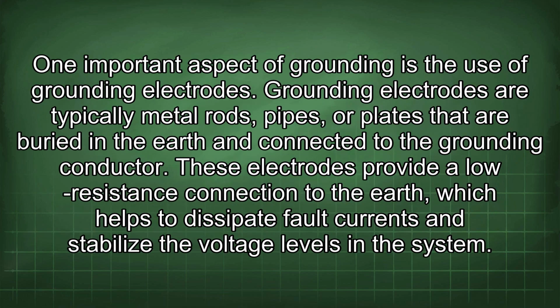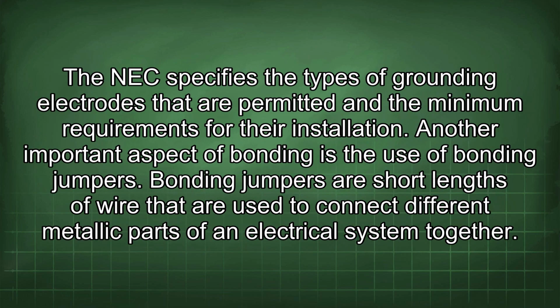One important aspect of grounding is the use of grounding electrodes. Grounding electrodes are typically metal rods, pipes, or plates that are buried in the earth and connected to the grounding conductor. These electrodes provide a low-resistance connection to the earth, which helps to dissipate fault currents and stabilize the voltage levels in the system. The NEC specifies the types of grounding electrodes that are permitted and the minimum requirements for their installation.